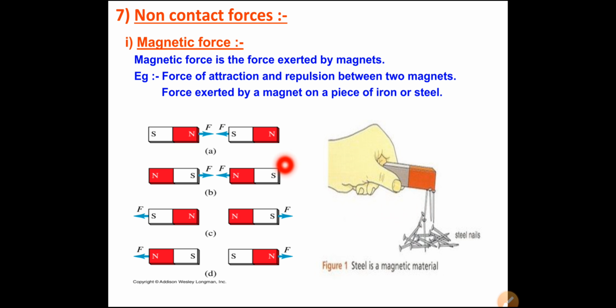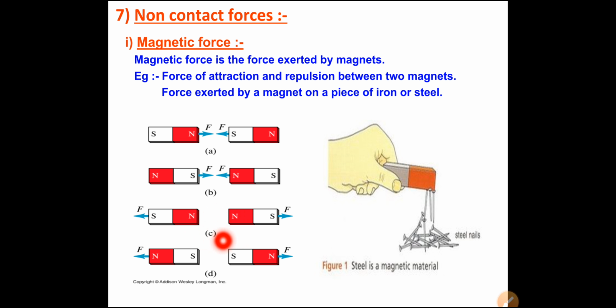And if we see this diagram, there is a force of attraction and a force of repulsion between the two poles of the magnet. N means North Pole and S means South Pole. When the poles are opposite, they attract each other. Here also the force of attraction is seen: south and north attract each other. But when we take similar poles, north and north, these two poles repel each other. And here south and south also repel each other.